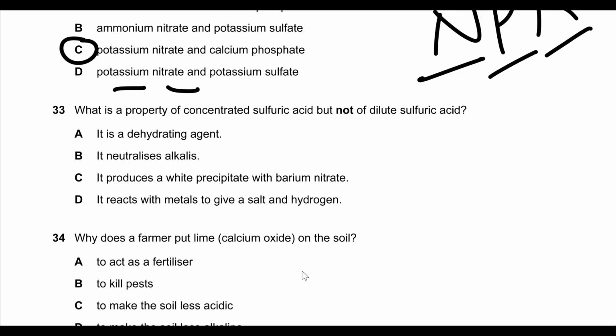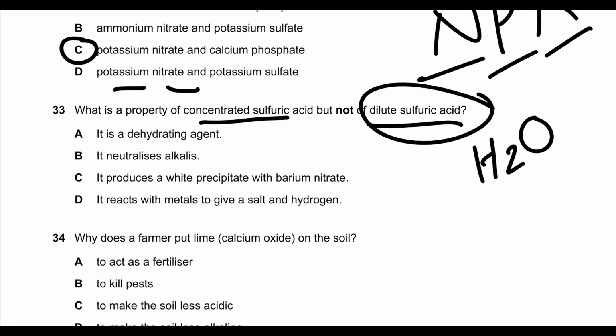In question 33, what's a property of concentrated sulfuric acid but not of dilute sulfuric acid? The difference between them, this one contains water. It's a dehydrating agent. Yes, sulfuric acid is a dehydrating agent, but dilute sulfuric acid already contains H2O, it's diluted, that means dissolved in water, so it couldn't be used as a dehydrating agent. So only concentrated sulfuric acid could be used as a dehydrating agent.